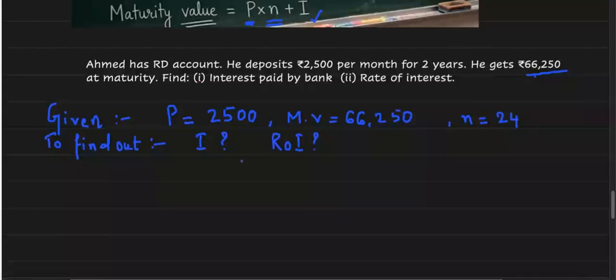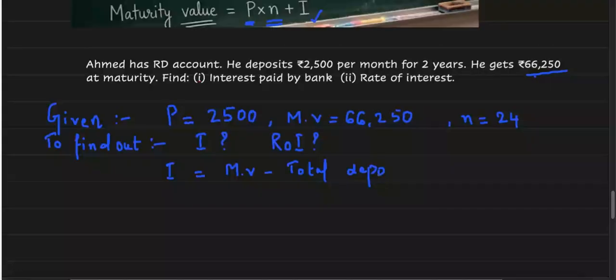So now, how to get the interest value? Simple. Maturity value minus the amount that we have already paid, right? So interest I equals maturity value minus total deposits. How much deposits Ahmed has done, we have to multiply, right?